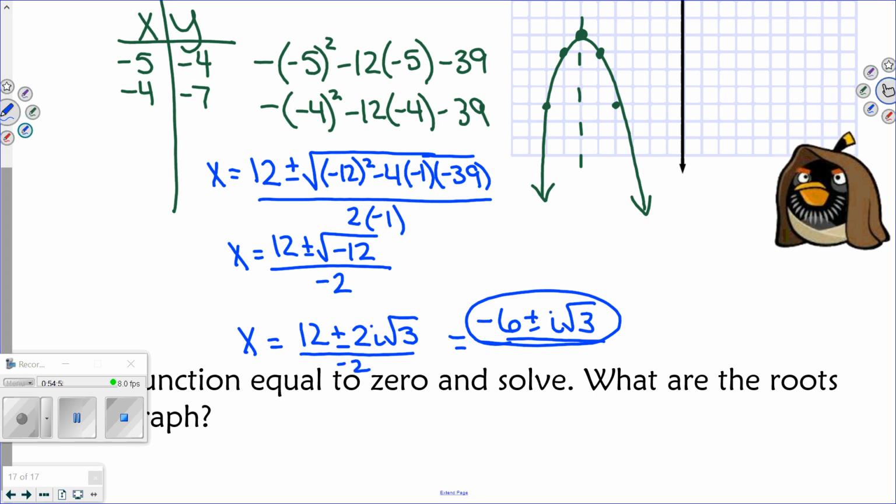Does that make sense that I get an imaginary answer? Yeah, look at your graph. So this whole time you've probably been like, I don't really understand what imaginaries are. It's because it doesn't cross the x-axis. That's why imaginary numbers show up. The graph obviously exists, but the answers, it never crosses. Okay?